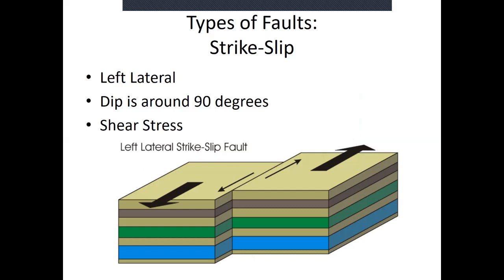So the other type of strike slip fault is the same thing, just the opposite sense of motion, where the rock on the left-hand side moves towards you, the rock on the right-hand side moves away.